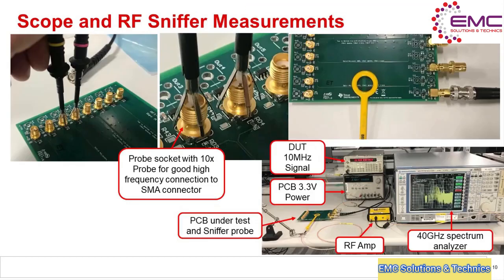This slide shows the real-world test equipment used for the experimental results in this presentation. To provide a good high-frequency oscilloscope connection, a probe socket is used to connect to an SMA connector. To measure RF emissions, EMI sniffer probes are connected to an RF amplifier and a wide bandwidth spectrum analyzer. The sniffer probes measure the near-field RF emissions on the PCB. Sniffer probes are good for locating a source of RF emissions on a PCB.